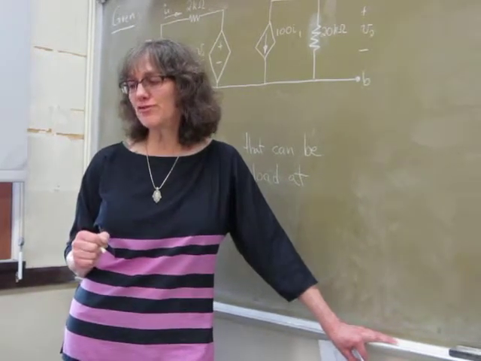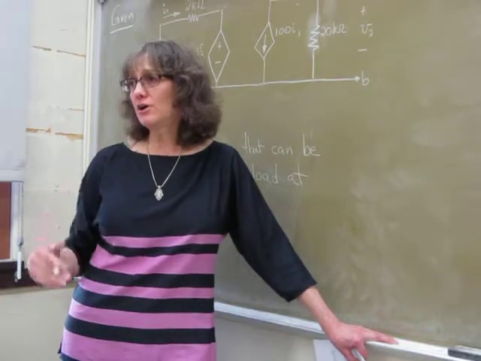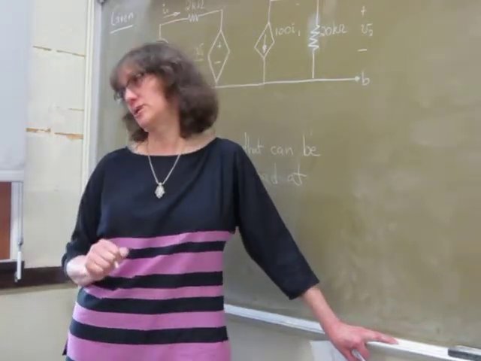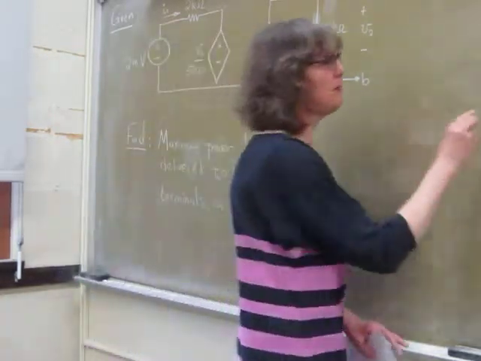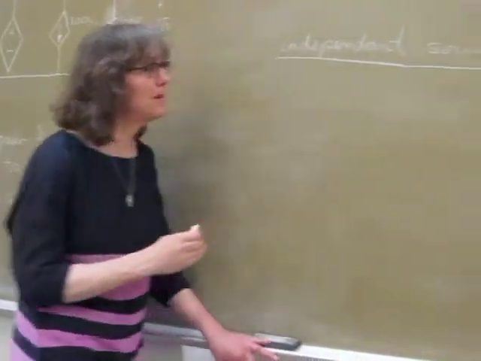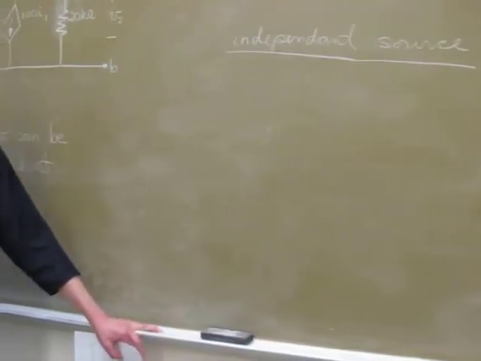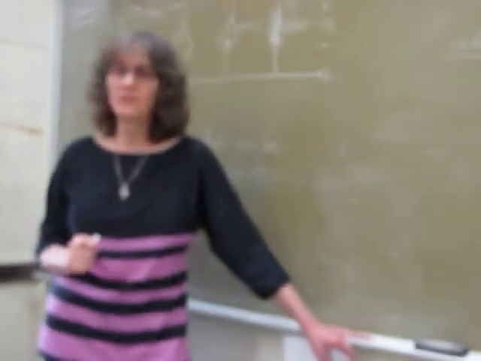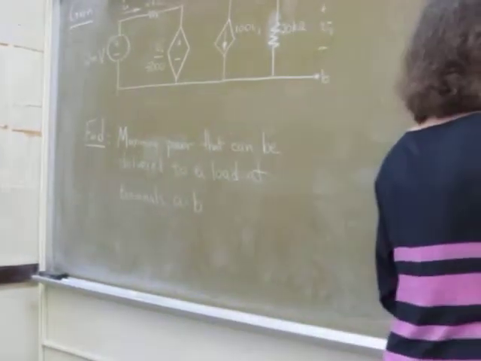A dependent source depends on a current or a voltage somewhere in the circuit. An independent source then is independent of any other current or voltage in the circuit. Okay, so it's independent.